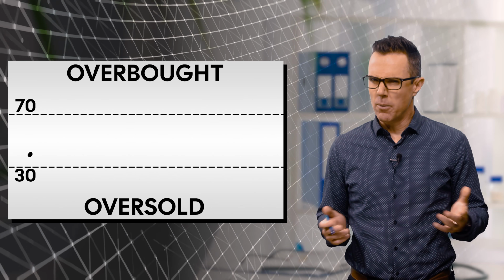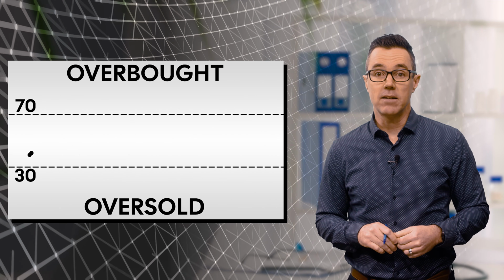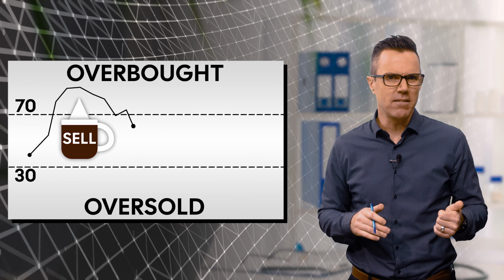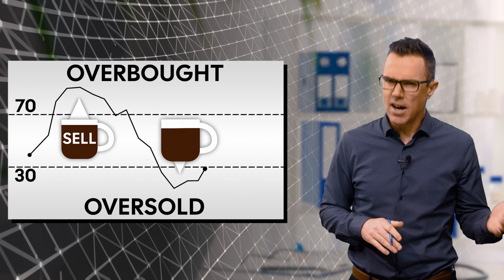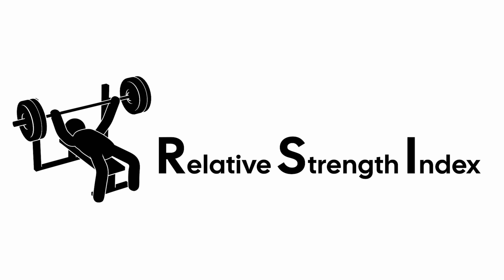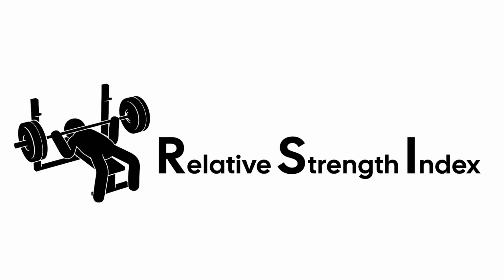RSI is not what you think. The RSI is like tracking your coffee intake. Above 70, too much caffeine. Overbought, very jittery. Below 30, not enough coffee. Oversold, very sluggish. We're doing a deep dive in this video into the relative strength indicator.